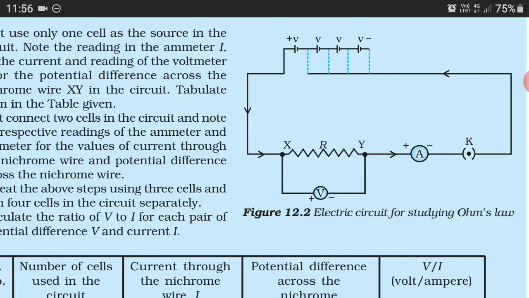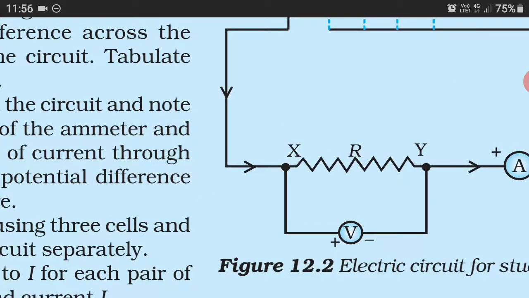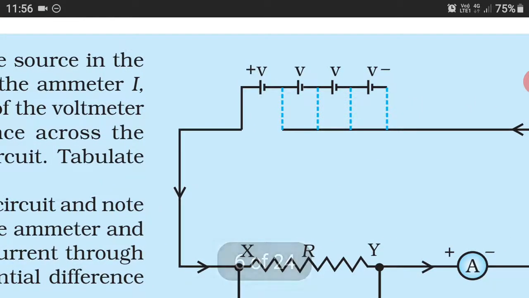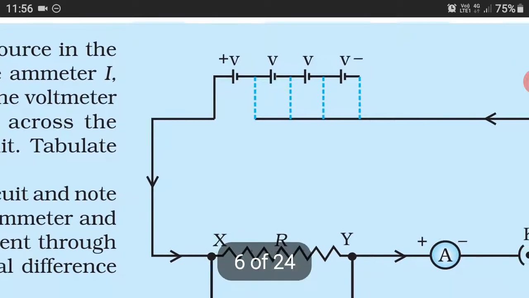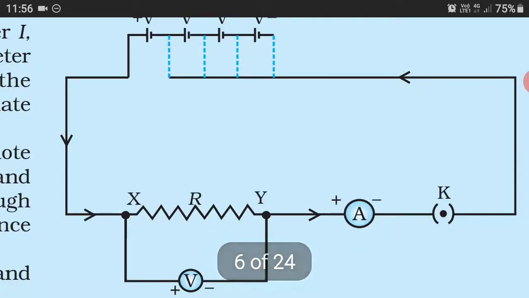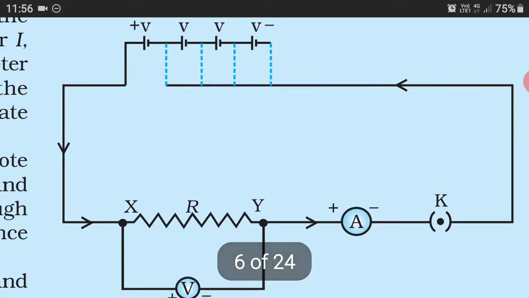What he did was connect these cells one by one. As you can see, the lines are dotted lines here, which indicates that he connected one cell at a time. Then he noted the value of potential difference V across the wire XY and the ammeter reading of current. He noted it down in his table, which we will discuss. Then he connected two cells, and noted down the readings of voltmeter and ammeter, then three cells and then four cells, one by one.